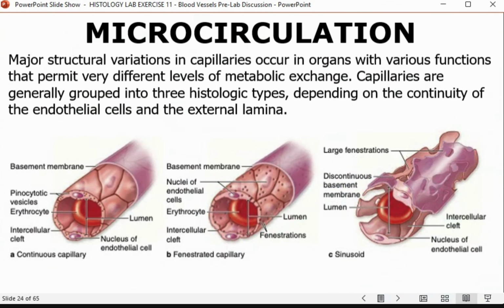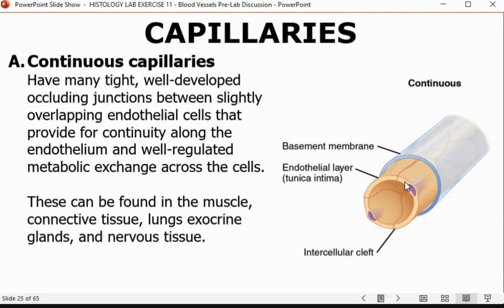Your capillaries, there are three types. You have your continuous capillary, your fenestrated capillary, and your sinusoid. Continuous capillaries are continuous, meaning the cells of the endothelial layer are connected to each other. They are very tight. So talagang masikip. They have very tight junctions connecting each other.